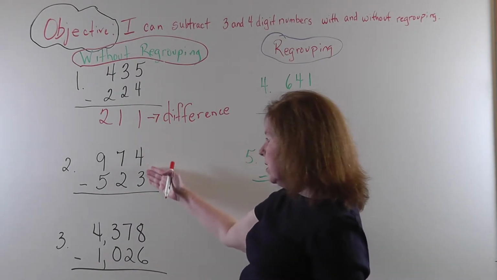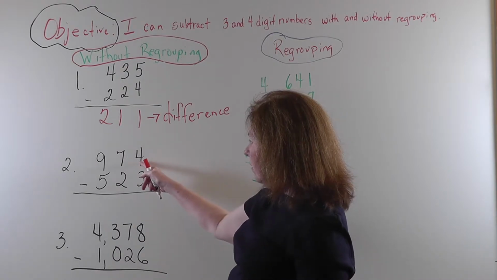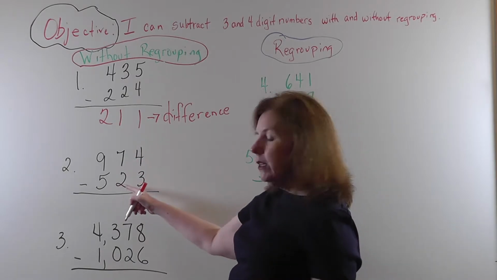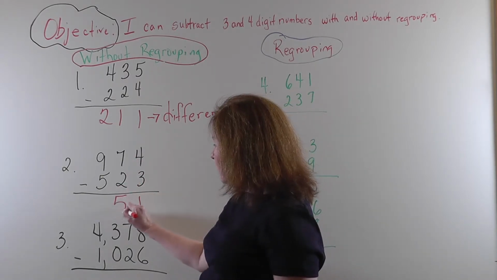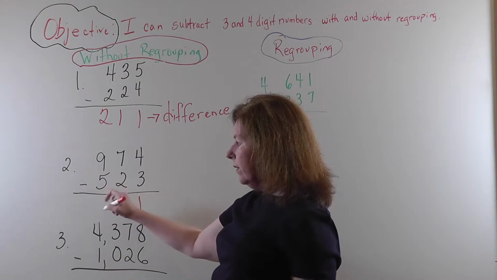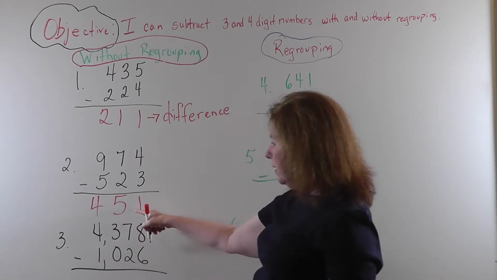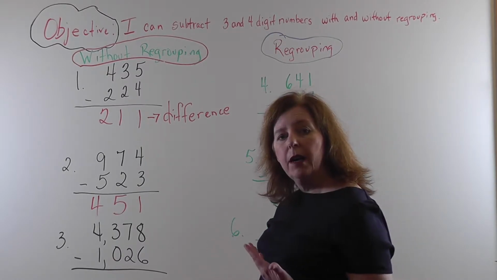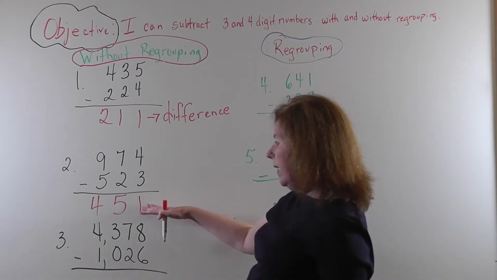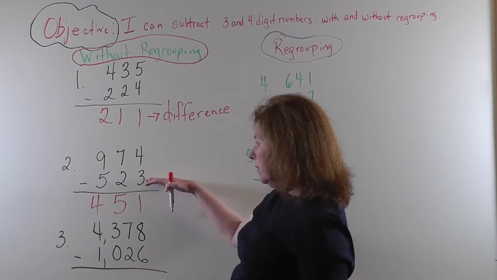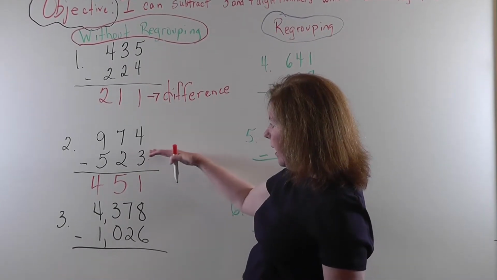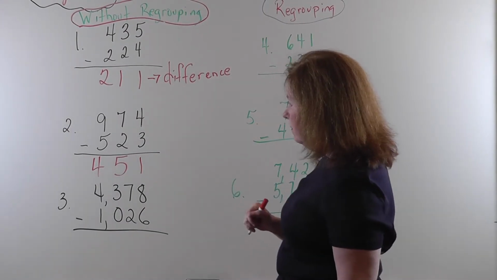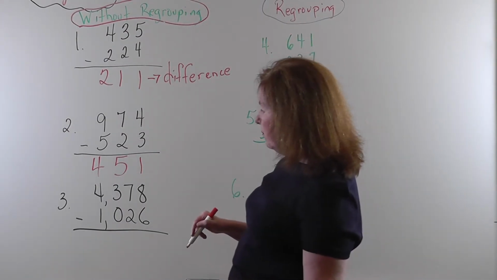So I start with my ones place, and I go 4 minus 3 equals 1. 7 minus 2 is 5. 9 minus 5 is 4. So my difference is 451. And if I wanted to check, see if my difference is correct, I would add my difference to this number right here, and it should be 974. Okay, let's go to the next problem.